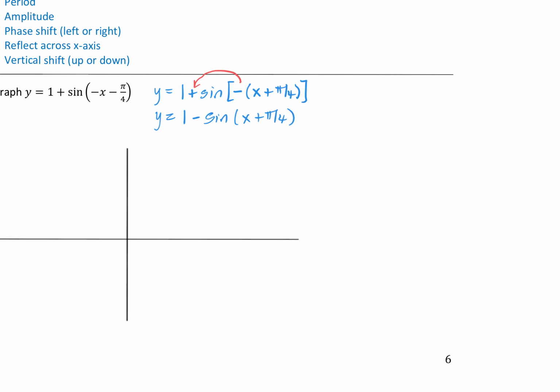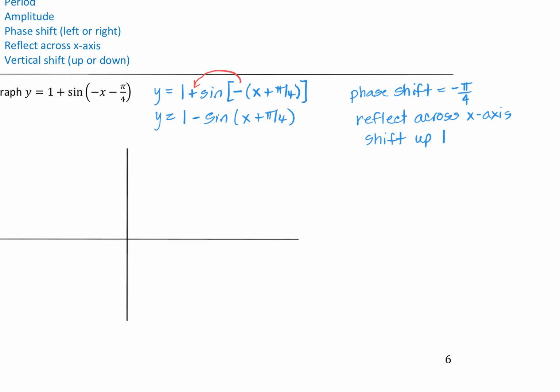Let me write down those transformations so I don't forget them. I have a phase shift of negative pi over 4. Since we're going left, we're subtracting pi over 4 from our usual values. And I'm going to reflect across our x-axis. And then the last thing would be that 1, which would be a shift up because it's a positive 1.